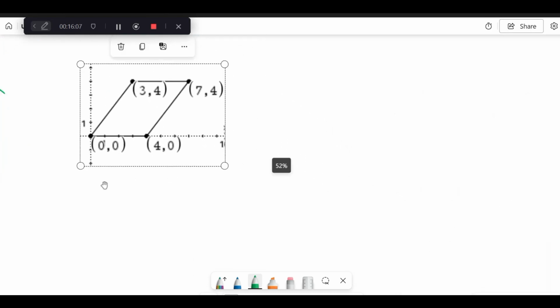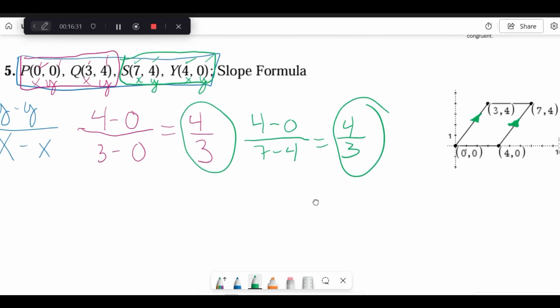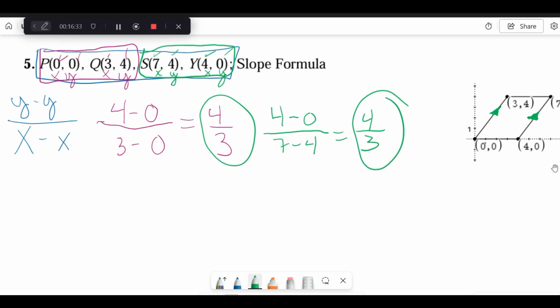So what we just did proved that this side right here has a slope of 4 over 3. And this side also has a slope of 4 over 3. Is that enough to prove that it's a parallelogram? No. We've got to test the other sides as well, the slopes of the other sides. So that is 0, 0, and 4, 0. So we're gonna group these together.